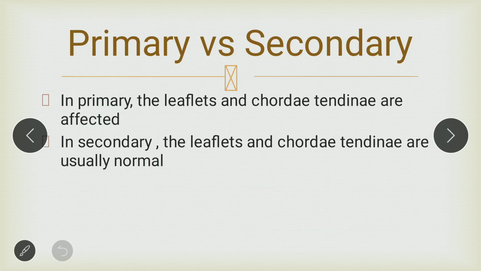Primary versus secondary. In primary mitral regurgitation, the leaflets and chordae tendineae are affected. Whereas in secondary mitral regurgitation, both these structures are normal. There will be a problem either in the papillary muscle, the myocardium, or the annulus.